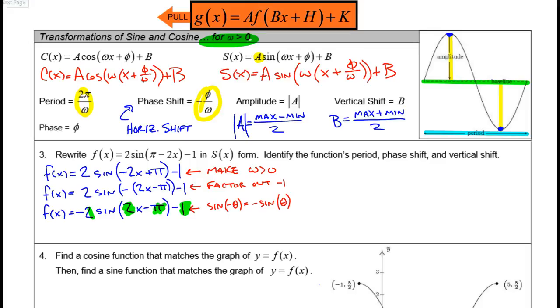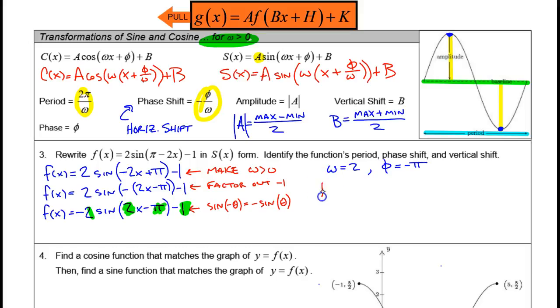Let's go back and address all the things we were asked to do. We've got omega equals 2. We've got phi equals negative pi. Why is it negative pi? Because this is omega x plus phi, so that has to be a negative pi. From these two values, and this negative 1 here, I can now determine all the things I was asked to do.